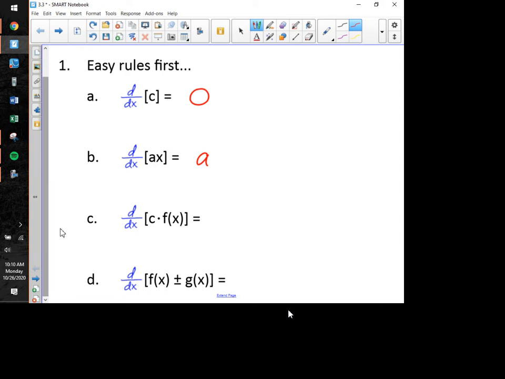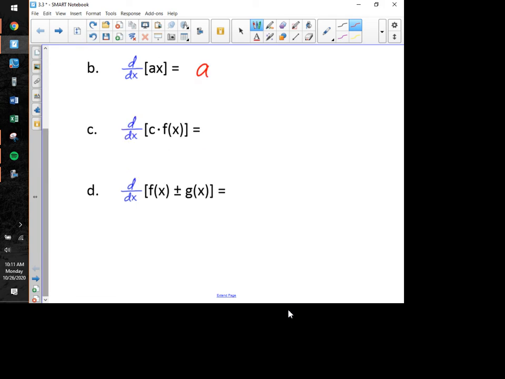Third case right here, the derivative with respect to x of c times f of x, which indicates that we have a function, f of x, multiplied by a constant value. And this is the constant multiple rule. This is the one that tells us the derivative of a constant times a function can be rewritten as bringing the constant out in front, and then multiplying that by the derivative of the function itself, which we would denote as f prime of x. So you can simply pull that constant out in front and then deal with it later after you've already differentiated the function.